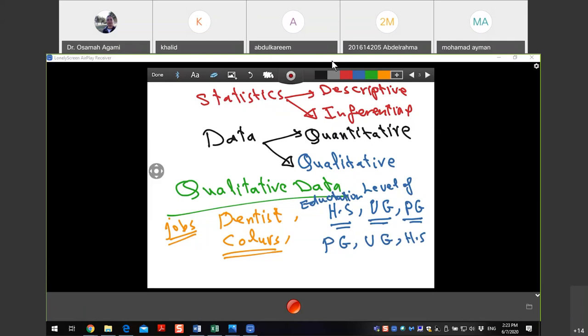Okay, so we know the qualitative data has two types. This one I call nominal, بالعربي بيقولوا عليها اسمي. And this one they call ordinal. Why ordinal? Because I can order them. So the qualitative data has two types of measurement, nominal and ordinal, اسمي ورتبي باللغة العربية.